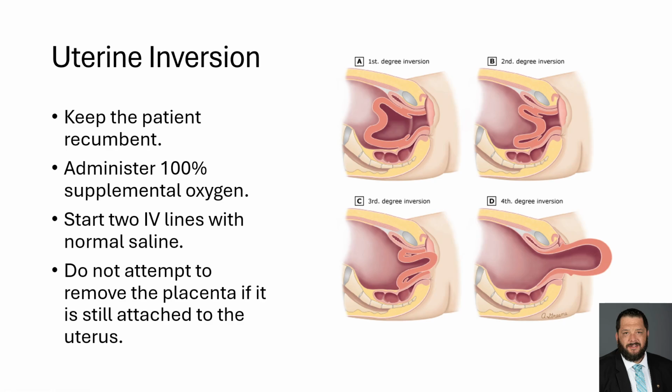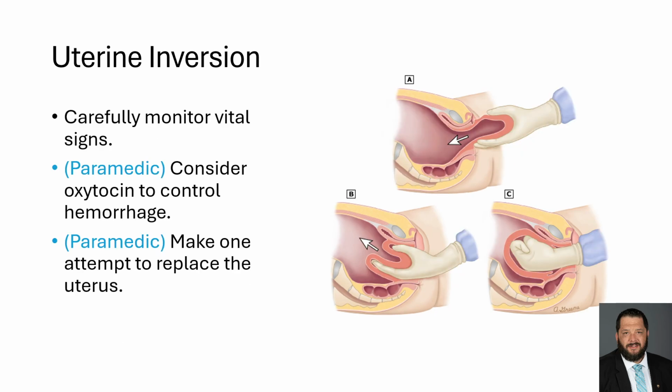Keep the patient recumbent. For this, administer O2, start 2 IV lines, and do not attempt to remove the placenta if it's still attached to the uterus. For paramedic level providers, you're going to carefully monitor vital signs, and you can consider oxytocin to control hemorrhage. Again, the problem here is that if the uterus is completely inverted, you're essentially going to exsanguinate the patient by contracting that uterus. Paramedics can make one attempt to replace the uterus in the event that the patient is in a state of hemorrhagic shock. Otherwise, moist dressing if bleeding is controlled.